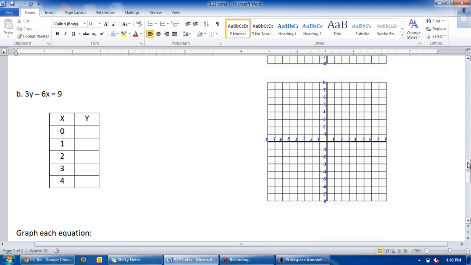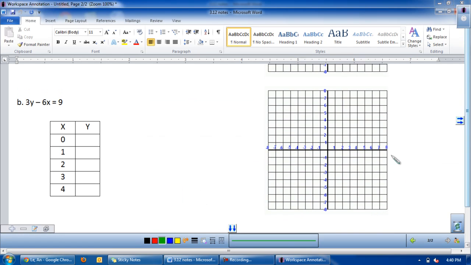Alright, so here we go. Here, our equation is a little different: 3y minus 6x equals 9. We're going to walk through the same process. So we're going to write 3y minus 6x equals 9. We're going to replace the x value with these given numbers, and then we're going to solve for y.